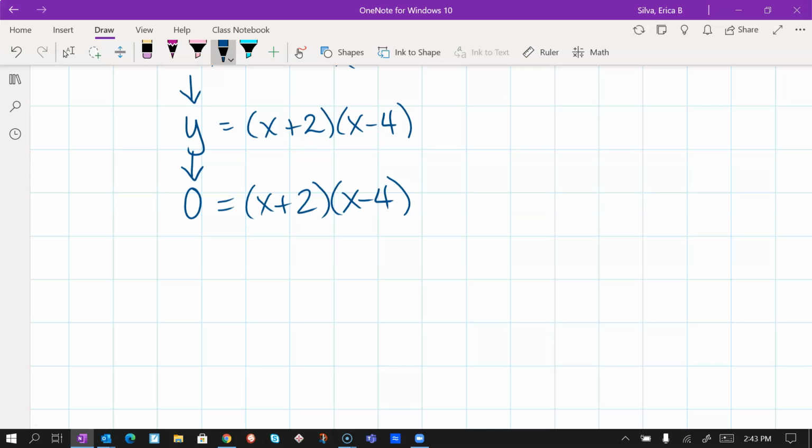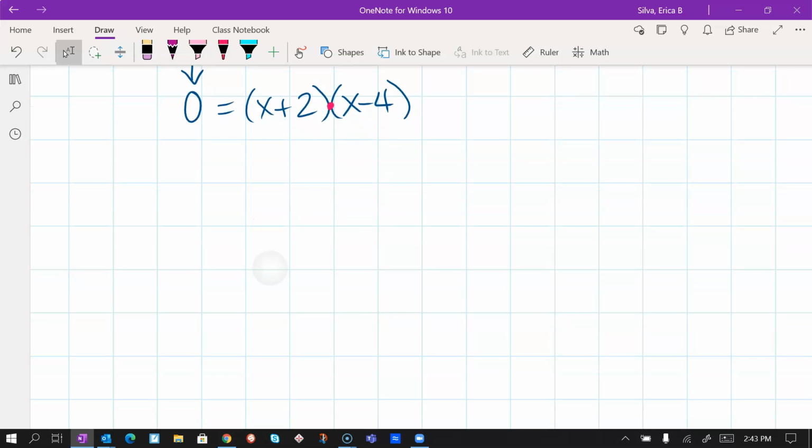Now you don't have to write this next part. I think it's very important that we know why we put each equation equal to 0, because that way it makes sense to you and it's not just something that just happens. In order for a product, remember we're multiplying, to be equal to 0, one of them has to be equal to 0, right? Either one or both of them. So because that's true, if my equation is equal to 0, then either x plus 2 has to be equal to 0 or x minus 4 has to be equal to 0.